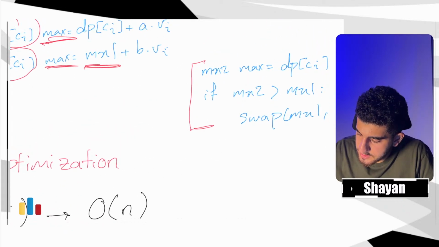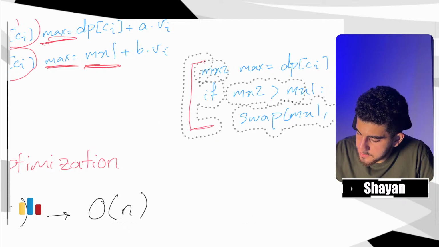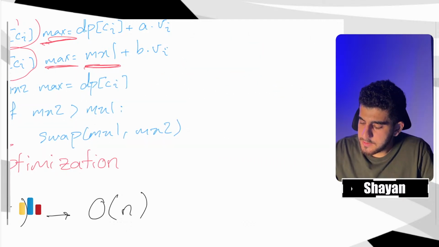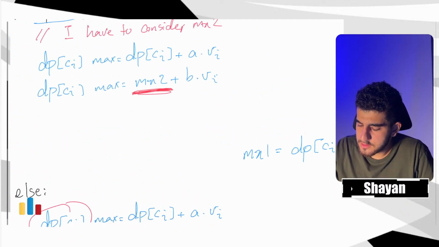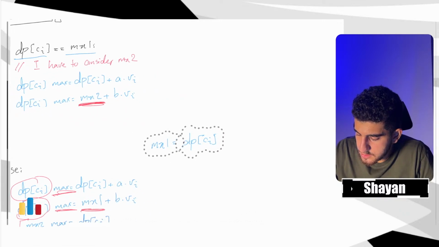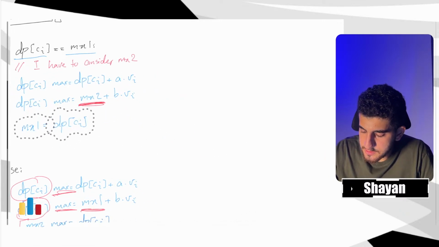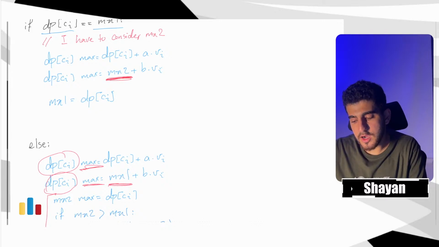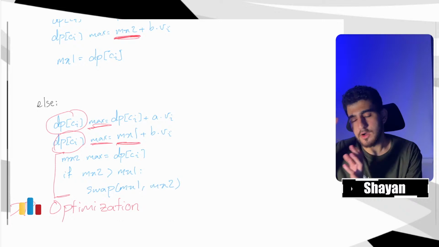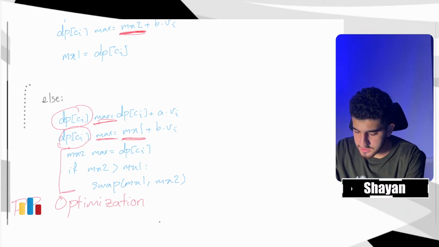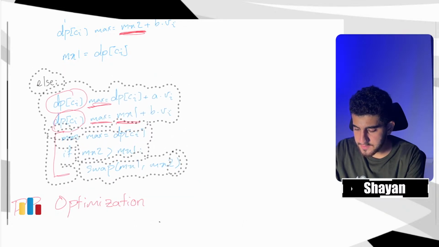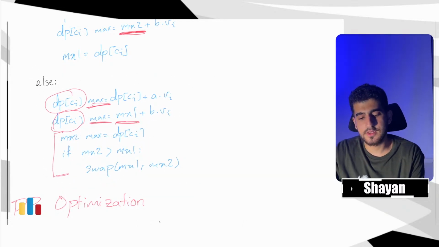Okay, so I hope that you understood what happened, because in the first case, dp of ci is equal to mx1. Only mx1 will be updated. But in the second case, because dp of ci is updated and mx1 reflects dp of ci, only mx1 will be updated. But in the second case, mx2 must be updated, and then if mx2 turns out greater than mx1, they must be swapped.